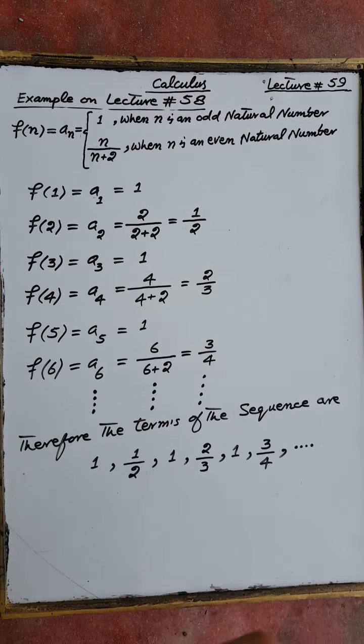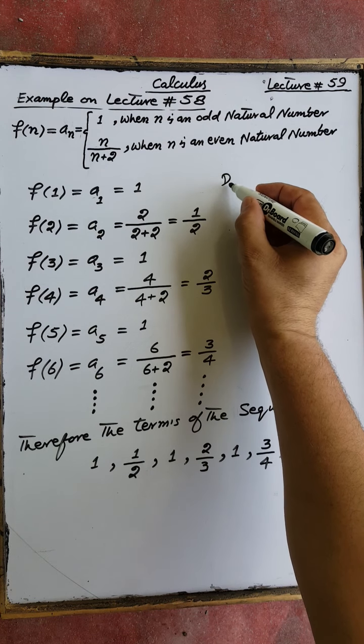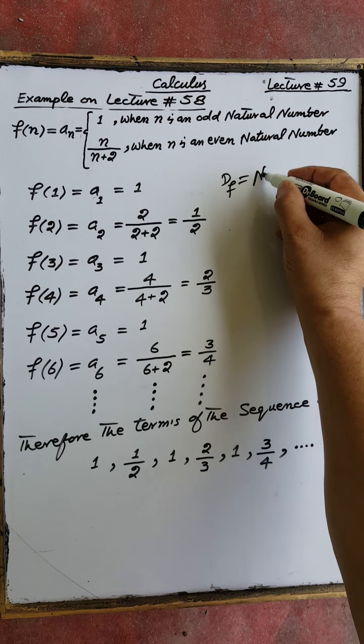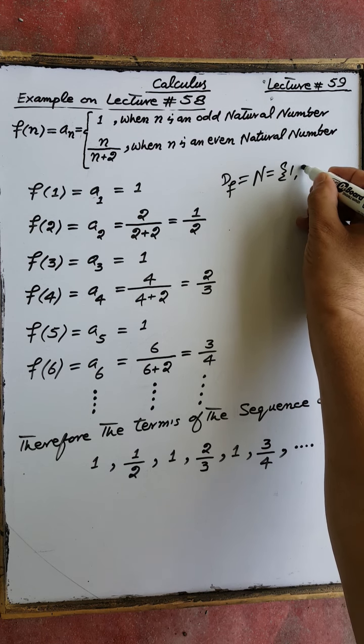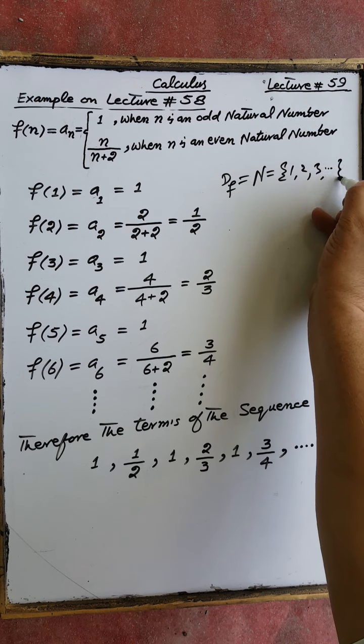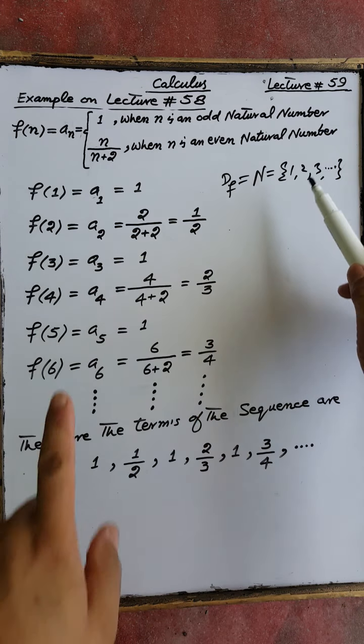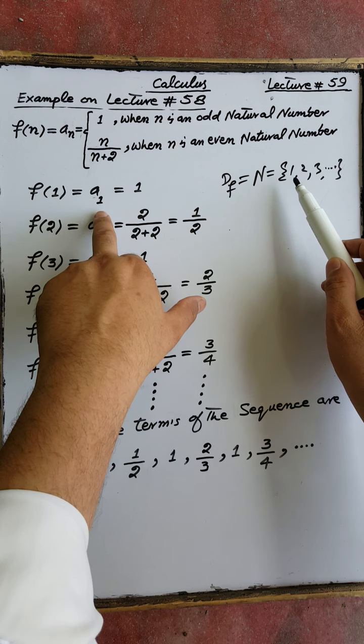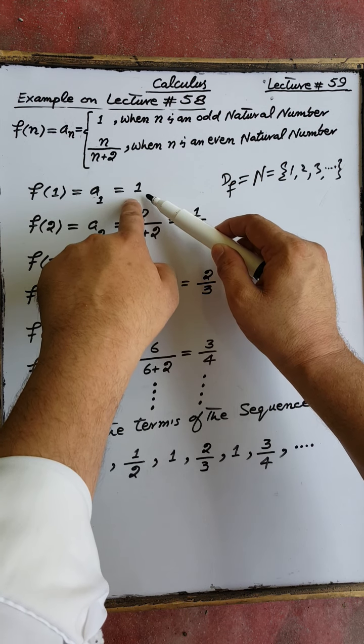So, the domain set for the function is equal to the set of natural numbers. Therefore, at the point 1, 1 is an odd number. At the point 1, the value of the function is defined, which is equal to 1.